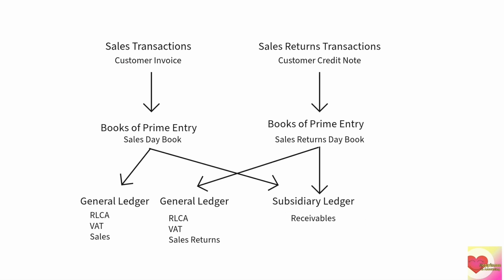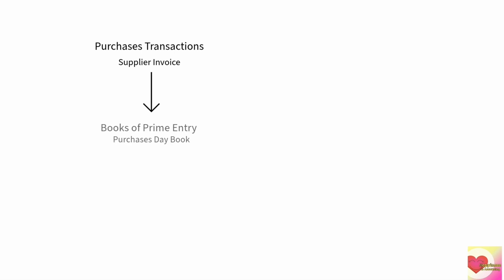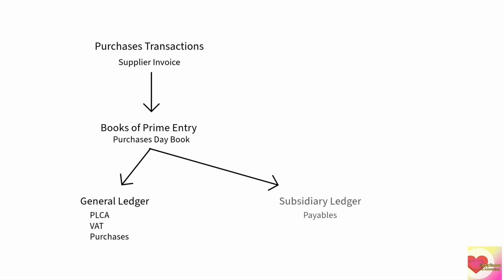Next, let's go to the purchases and purchases returns transactions. First, when we made a purchase, we receive an invoice from our supplier. Then, we record it to the books of prime entry, which is called Purchases Daybook. After a period, we enter the total of purchases daybook to general ledger and the individual transaction to subsidiary ledger. In general ledger, we enter in PLCA, VAT, and purchases account. In subsidiary ledger, we enter in payables or individual supplier account.